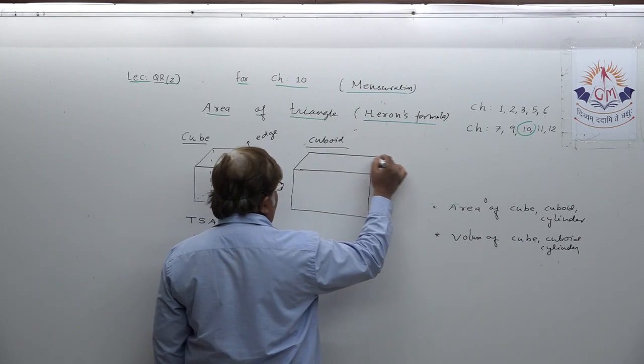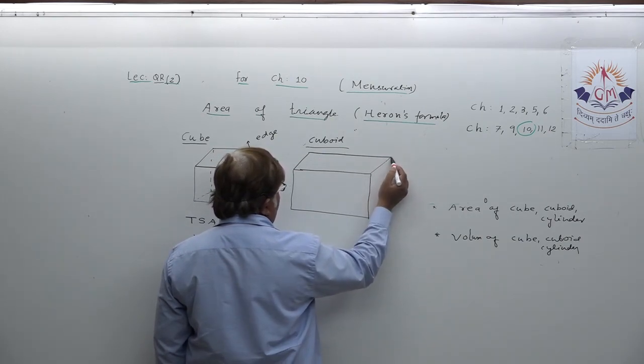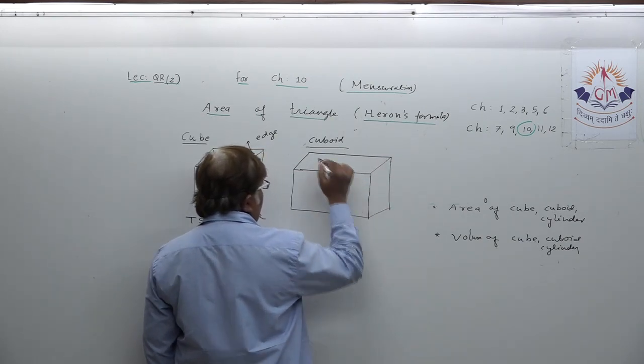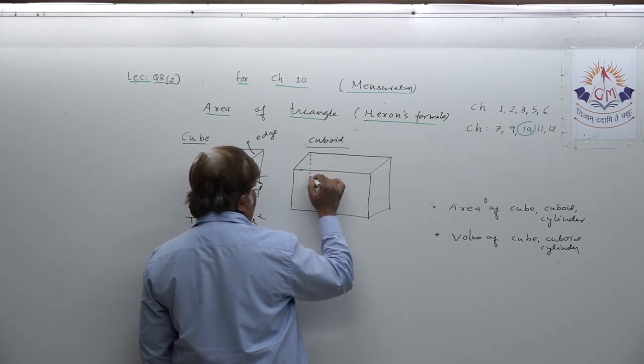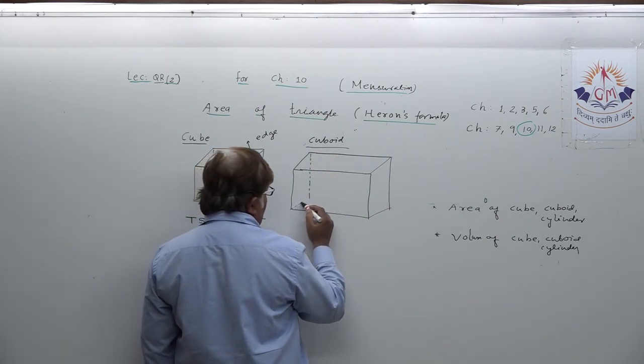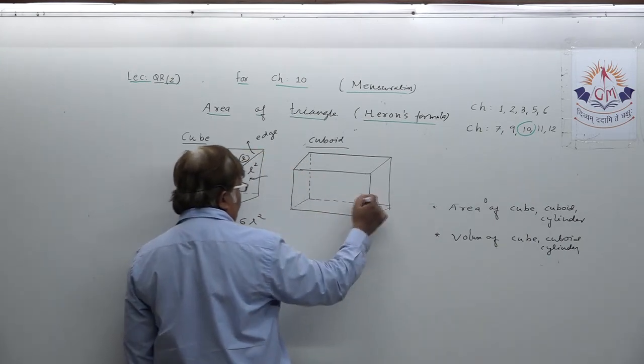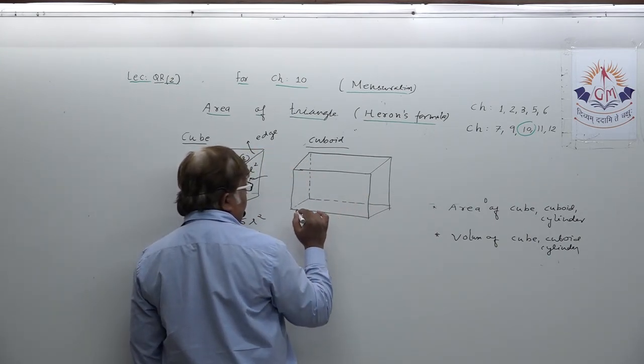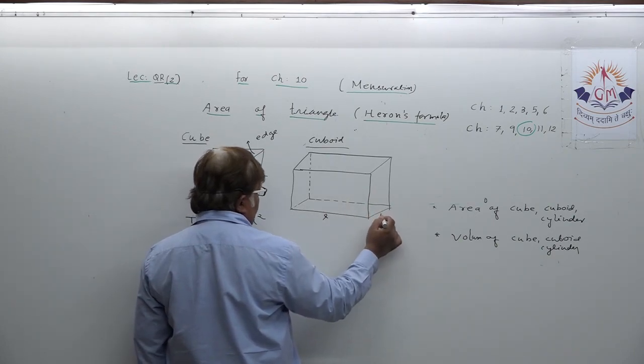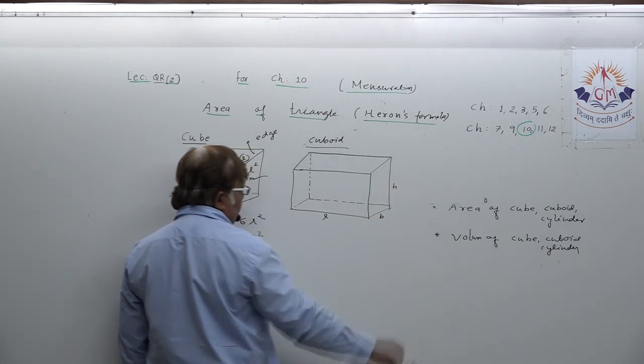The cuboid looks like this shape. Okay. Now as far as cuboid is concerned, you will be given 3 parameters, as you all know. You will be given length, you will be given breadth and you will be given height.